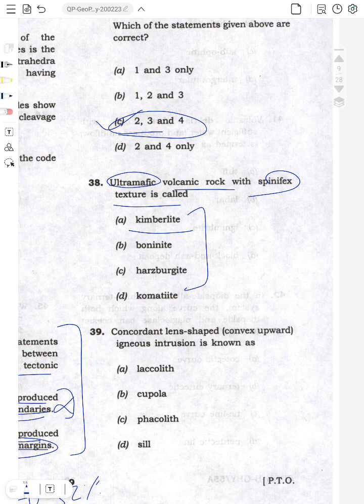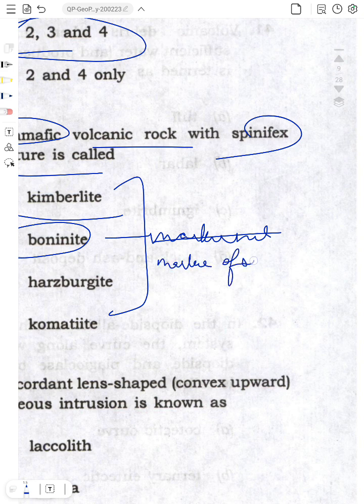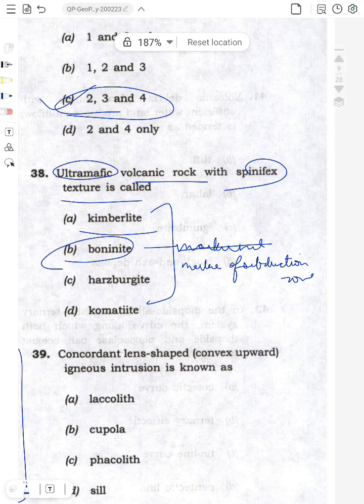It is present in an intraplate setting, that is the tectonic setting. Boninite is rare and an excellent marker of initiation of the subduction zone. It acts as a marker for subduction zone. Why is my writing so bad yaar? Marker of subduction zone, and it's mafic to ultramafic rock, and it's high in magnesium and silica. It has orthopyroxene, clinopyroxene, olivine, chrome spinel.